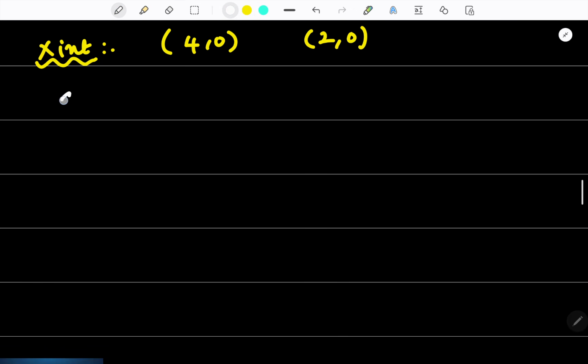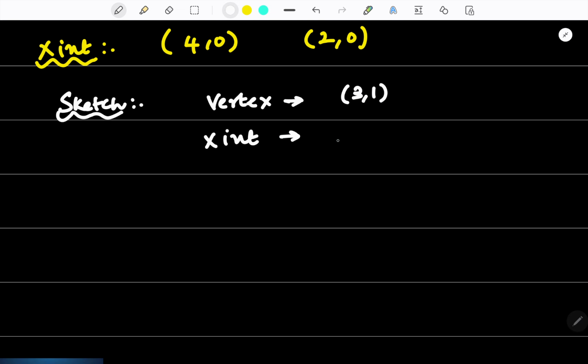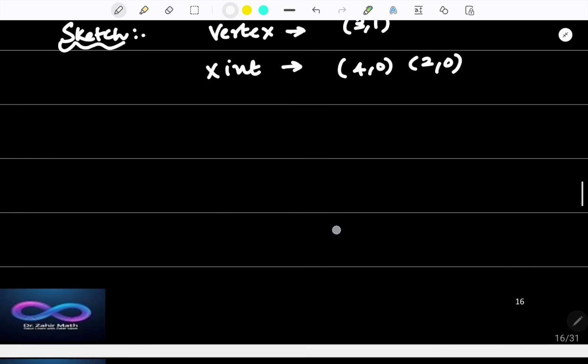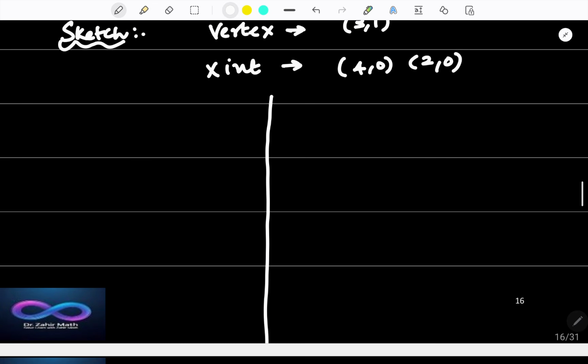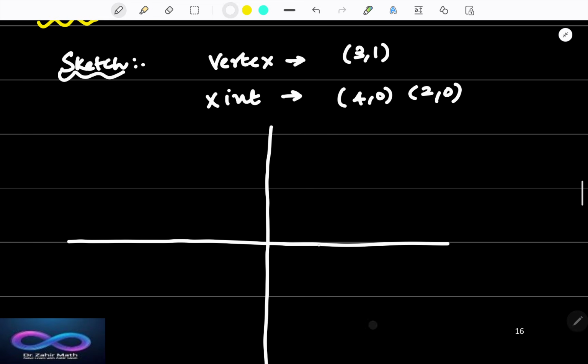What is the next one? The next one is a sketch. For the sketch, I said vertex is important and x-intercepts is important. What is the vertex? Vertex is 3, 1. What is x-intercept? 4, 0 and 2, 0. So let's start the sketch. Right. 3, 1. Here is 3 and here is 1. This is 3. So this is 3, 1.